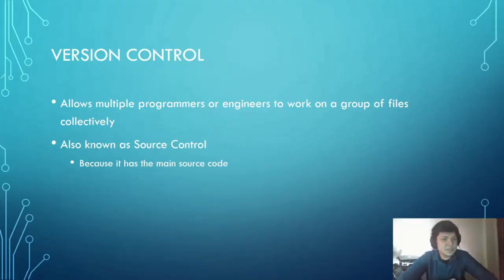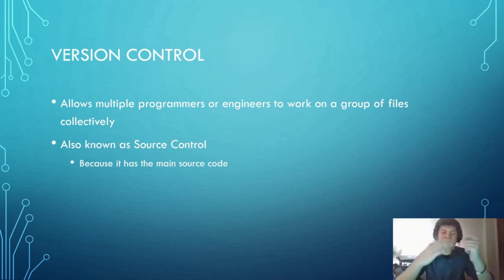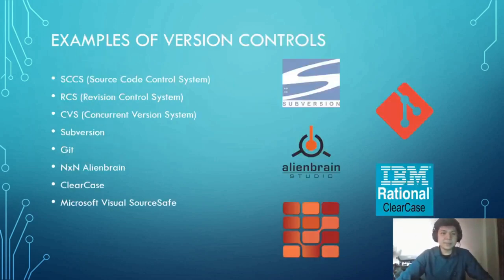Version control. What is version control? Version control allows multiple programmers or engineers to work on a group of files collectively. It is also known as source control because it contains the main source files.